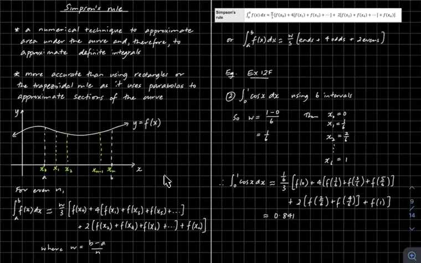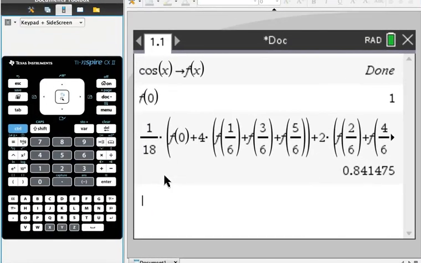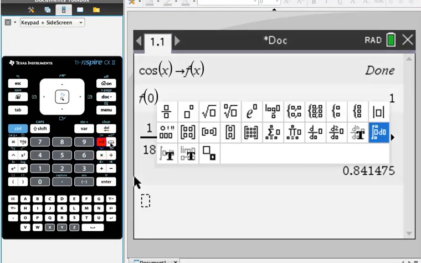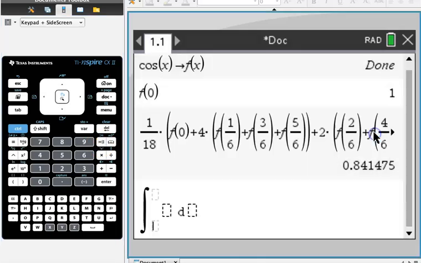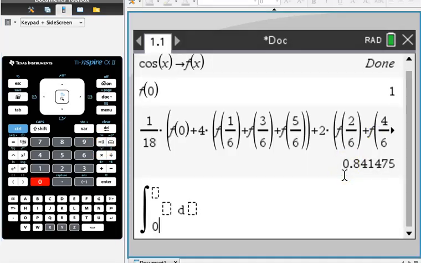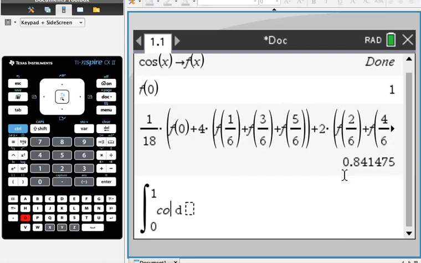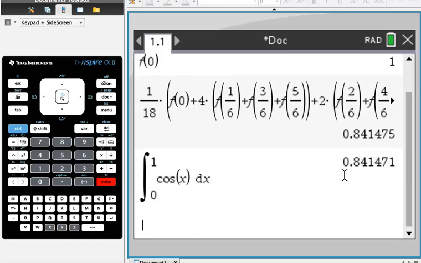So let's put that down there. 0.841. Now I could of course compare that to the exact value, couldn't I, and see how it goes. So if I went, let's try that now, let's do the definite integral from 0 to 1 of cos of x with respect to x, and there it is there. So certainly to 5 decimal places or so, there's no kind of error margin there, so pretty accurate.